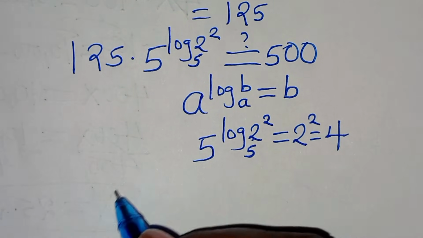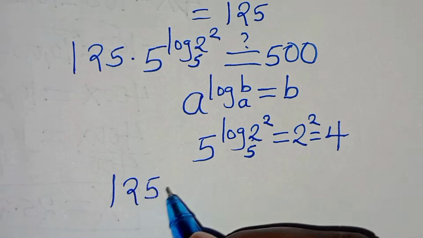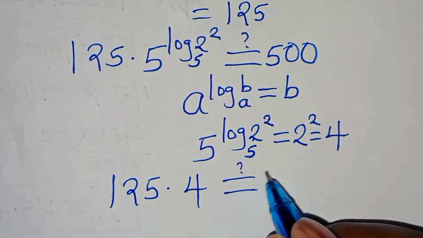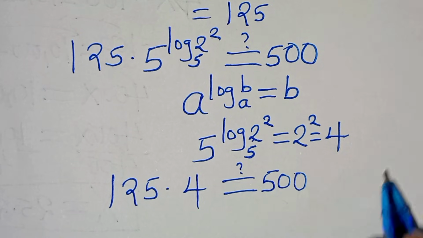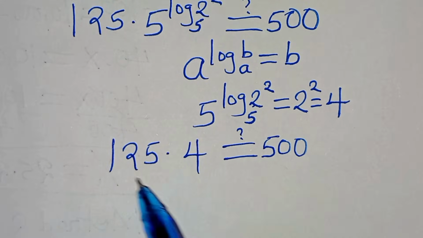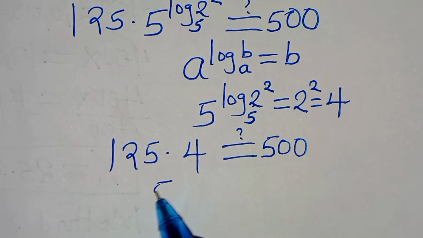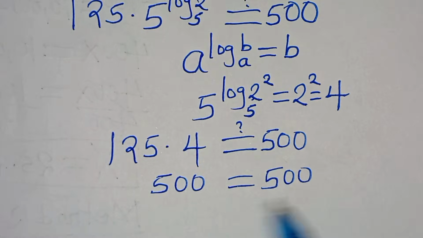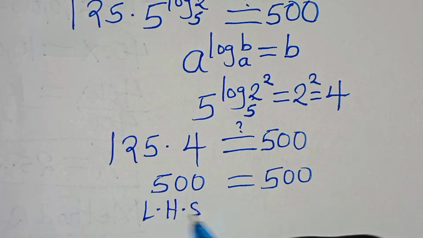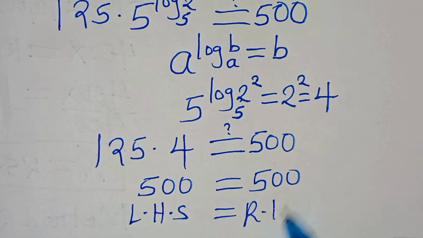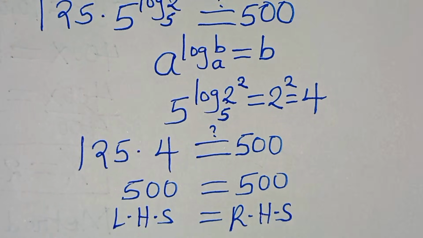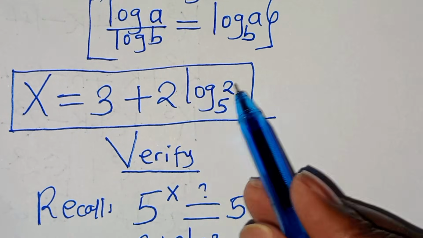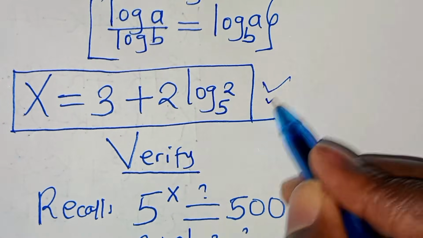So here we have 125 multiplied by 4, which is supposed to be equal to 500. And it's clear that 125 times 4 is equal to 500. So the left hand side is equal to the right hand side, and this proves that the value of x, which is 3 plus 2 log 2 to base 5, actually satisfies the equation.